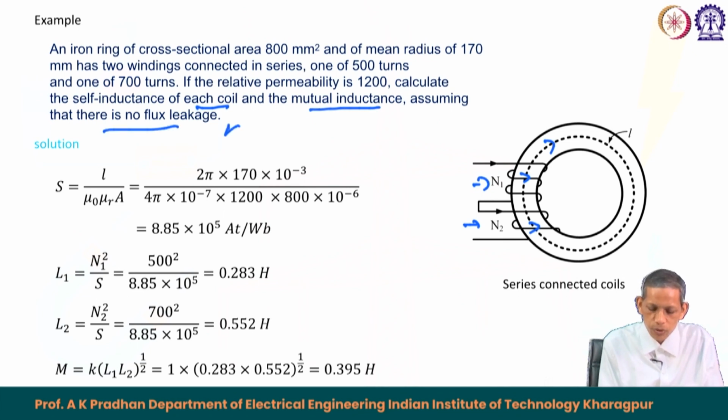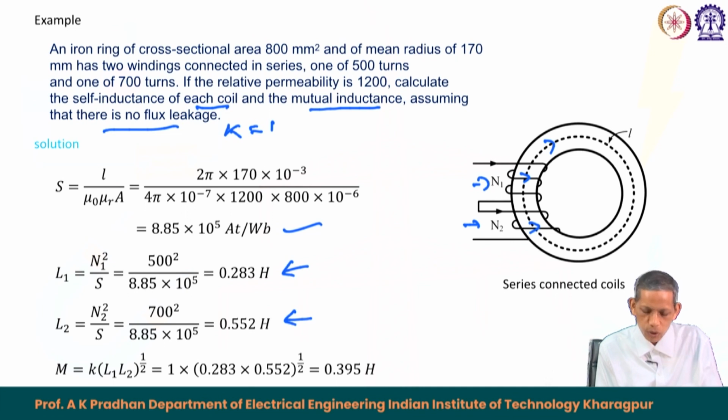So, k becomes equal to 1 in this case. Here the reluctance S becomes equal to l upon mu naught mu r into A. Substituting the different values, L1 becomes equal to N1 square upon S. So, we got L1 to be 0.28 Henry and L2, which is N2 square upon S, we got to be 0.552 Henry, since N is larger in this case. Then M equals k root over L1 L2, and k is 1 in this case. So, we got the corresponding mutual inductance to be 0.395 Henry.